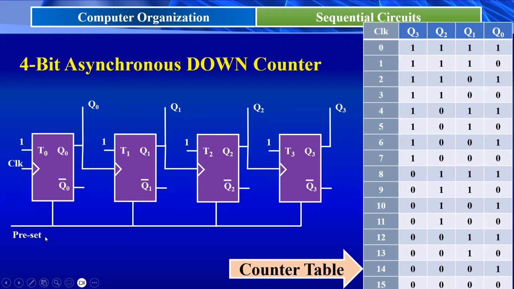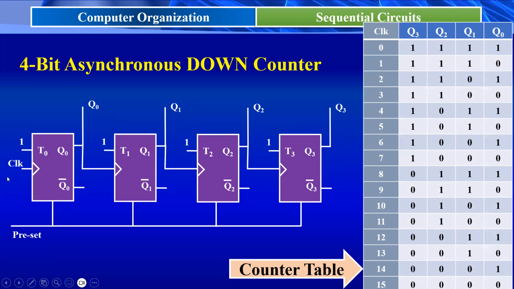Initially, I was assuming that by using this asynchronous input, I made the flip-flop outputs become 1. That is here 1, here 1, here 1, here 1. Preset is an asynchronous input. We know that irrespective of the clock pulse, this asynchronous input will make the output of the flip-flop equal to 1. Here 1, here 1, here 1, here 1. That's why at the 0th clock pulse, the state of my counter is four 1s.